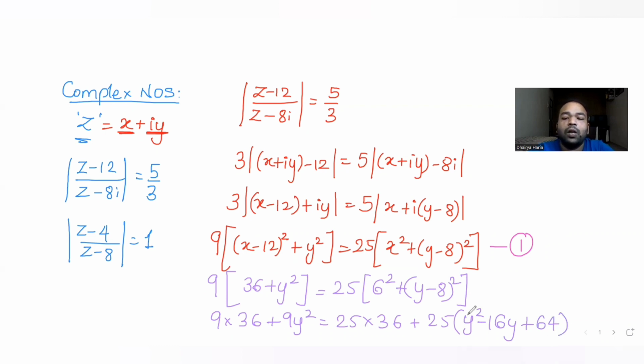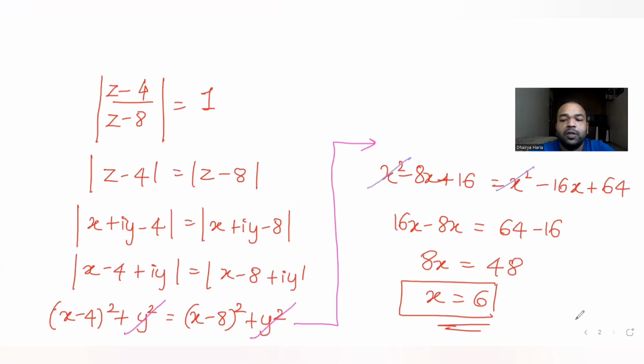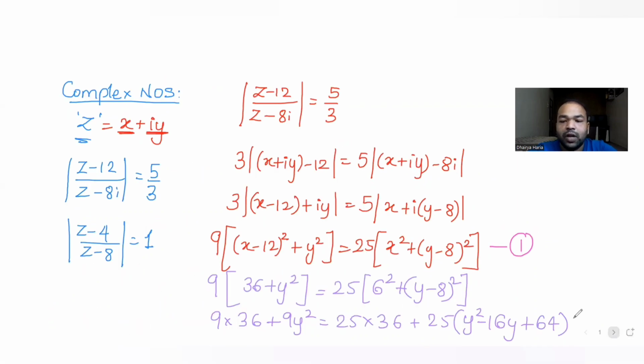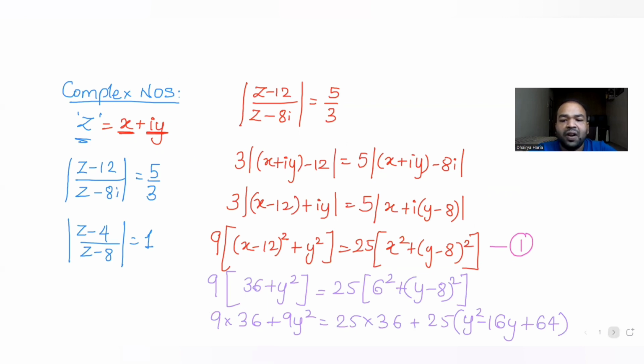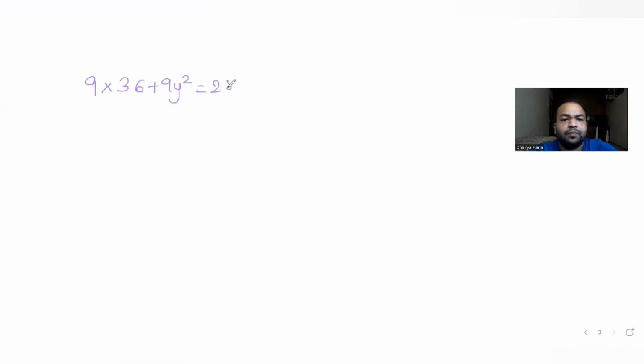Now we have only one unknown, that is y. So we will try to simplify this and find the value of y. Once we get the value of y, we have the complex number with us. So let's write the equation which we had: 9 into 36 plus 9y square is equal to 25 into 36 plus 25 into (y square minus 16y plus 64).